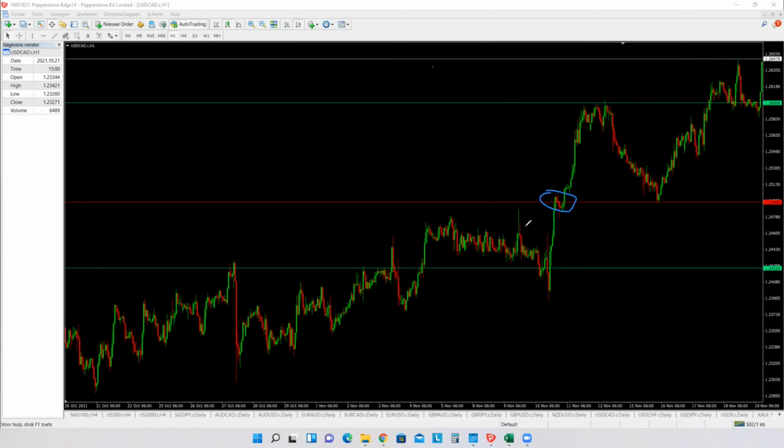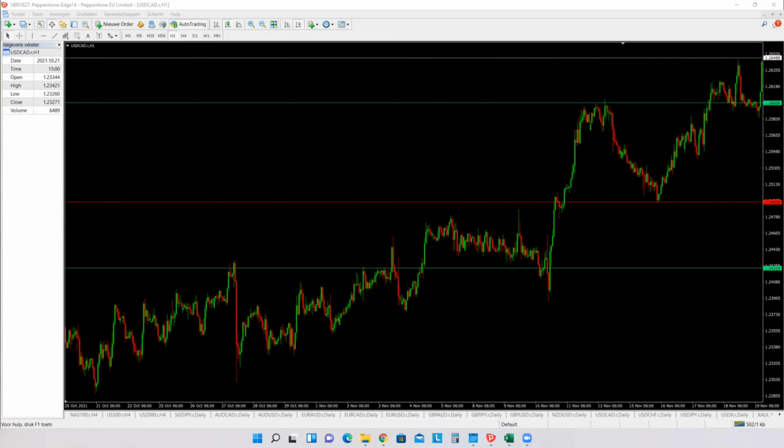So I said Wyckoff and liquidity. This is clear Wyckoff reaccumulation. We have our low of the range, then we have a clear spring, and then we have our breakout that I spoke about. This is exactly what I spoke about in the PowerPoint. We have our range, liquidity absorption at the low end of the range, and then we have a violent break of structure. This is exactly the concepts that I use in trading.